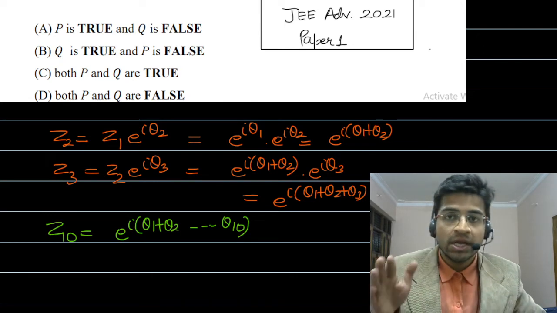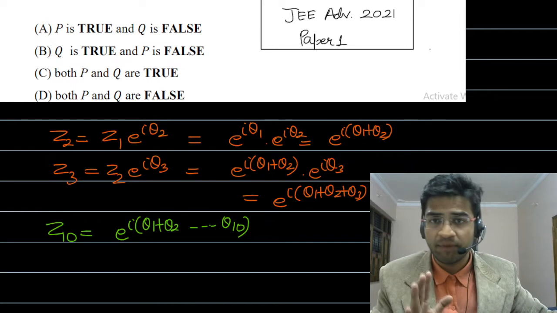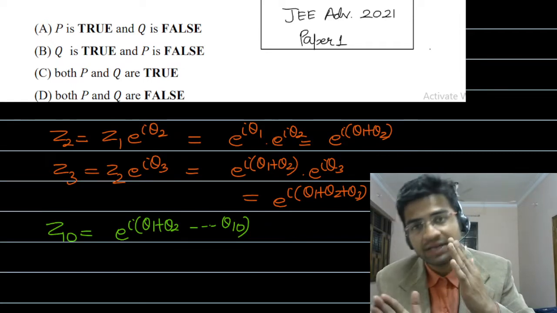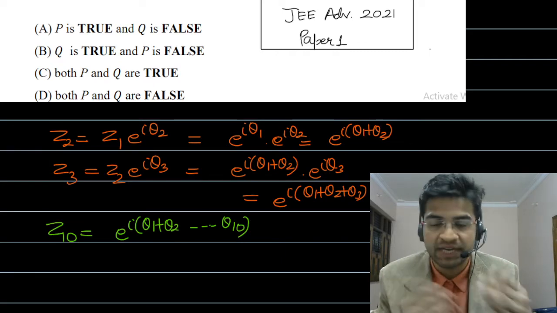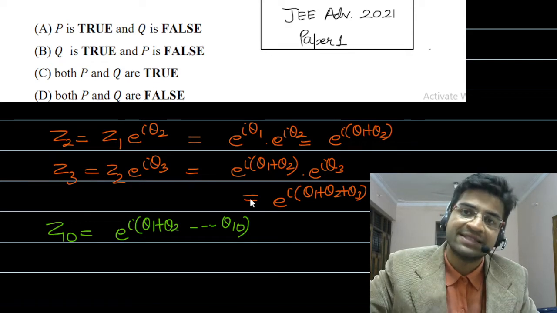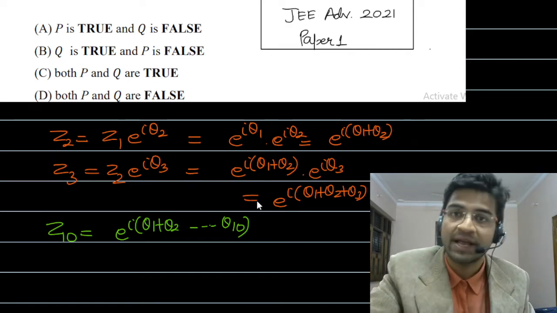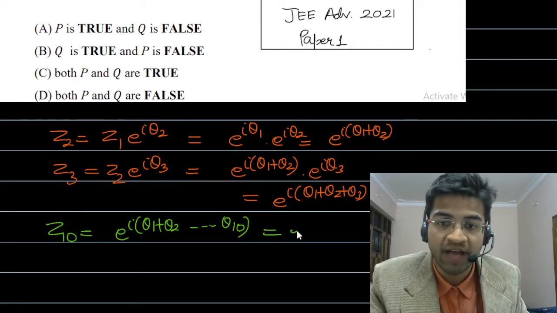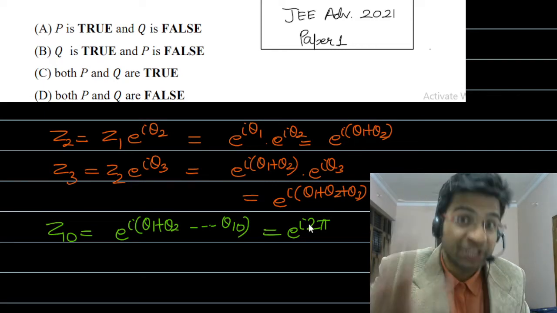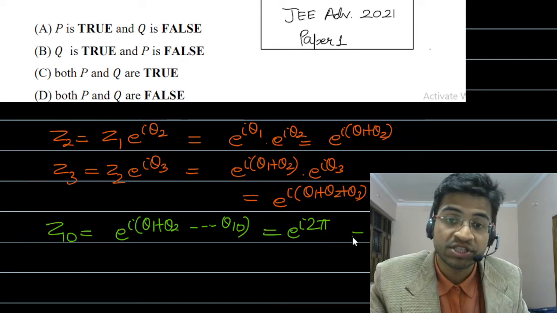Now we can comment upon z4, z5, z6 and all the different possibilities. But why have I specifically written z10? What is the significance of z10? See, the sum of all the angles, θ1 + θ2 + θ3 till θ10, was given as 2 pi. So this is nothing but e^(i2π). And we know e^(i0) and e^(i2π) are both equal to 1. So this is nothing but 1.